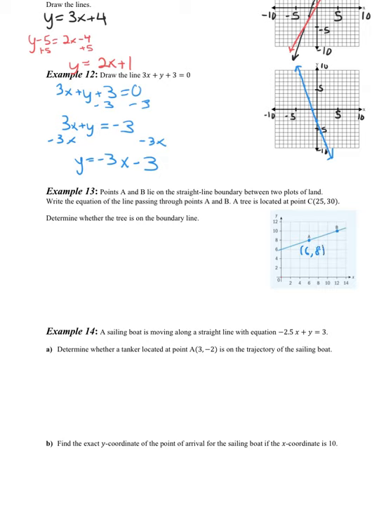Point A is at 6, 8. Point B is at 12, 10. So first thing I can do is go ahead and figure out what the slope's going to be. And we'll do rise over run. So the y values over the x values. So I end up getting a slope of 1/3.